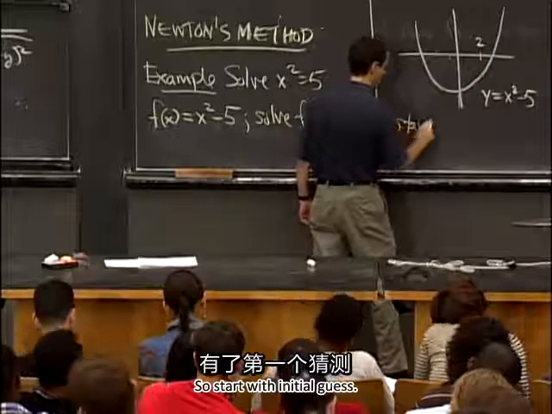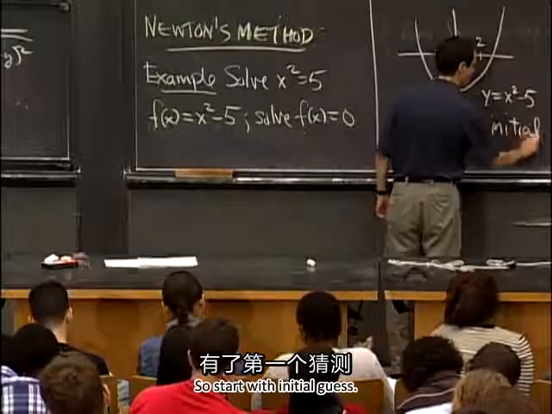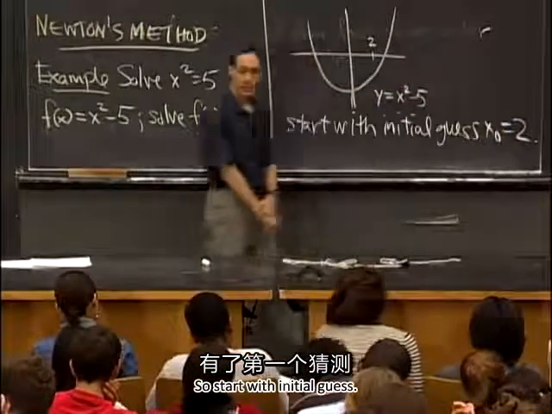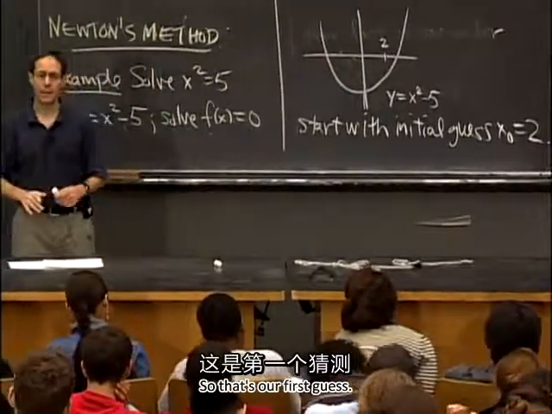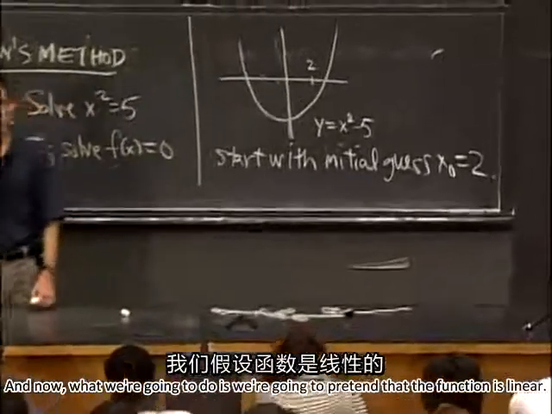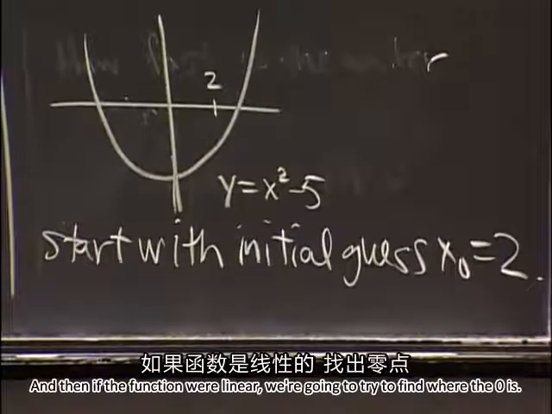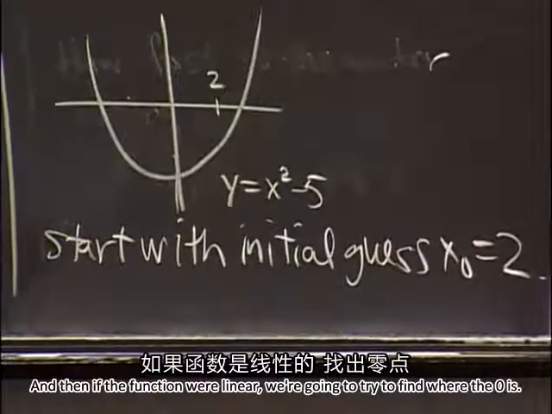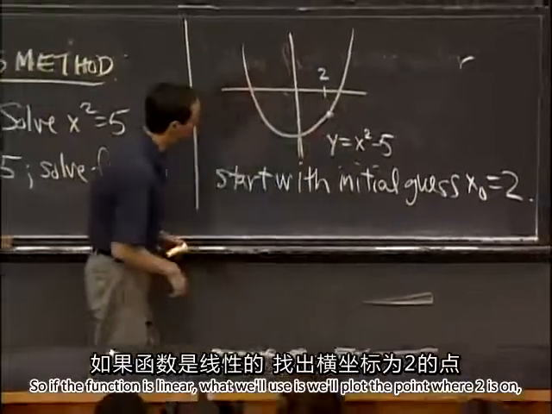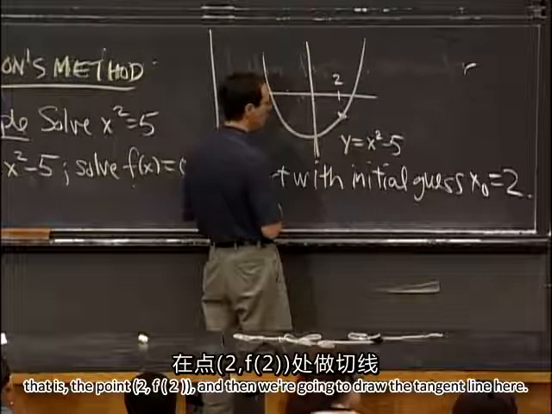So start with an initial guess. All right? So that's our first guess. And now, what we're going to do is we're going to pretend that the function is linear. That's all we're going to do. And then, if the function were linear, we're going to try to find where the 0 is. So we'll plot the point where 2 is, that is the point 2, f of 2.